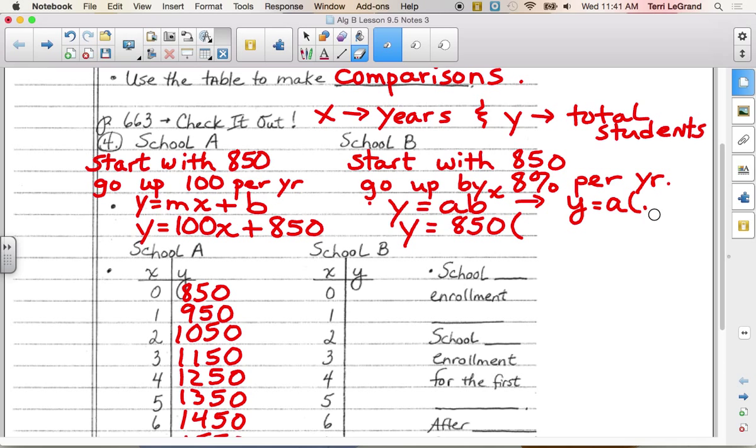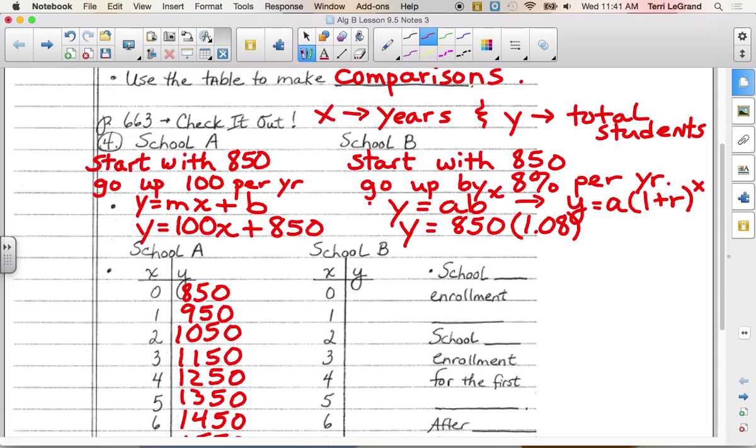So the 1, why? Because we gotta count the population that it was at. 100% is 1, plus R, and to the x power. It'd be 1.08 to the x power, because 8% as a decimal is 0.08. 0.08 added to 1 is 1.08. So our B value is actually 1.08, and then that is being raised to the x power.